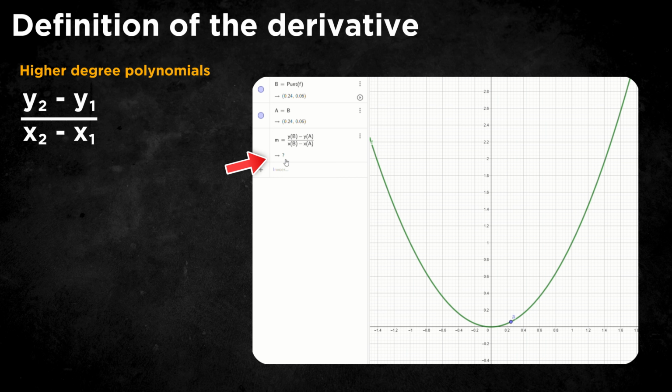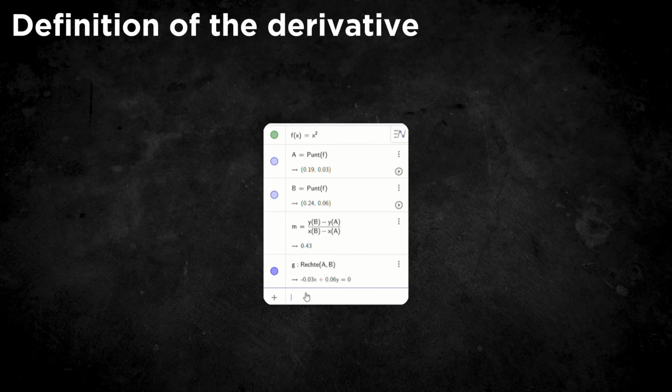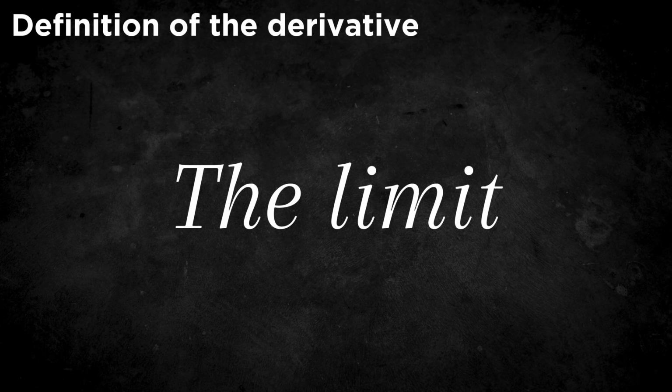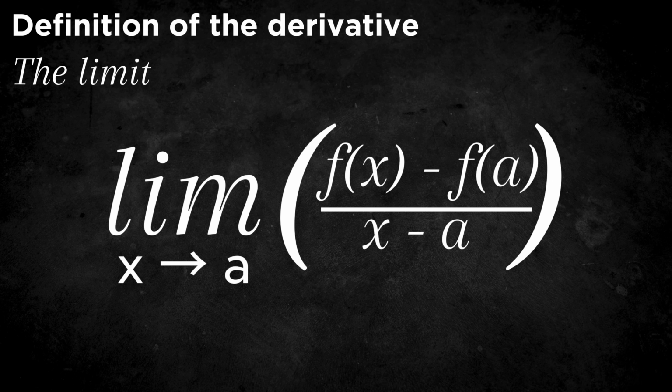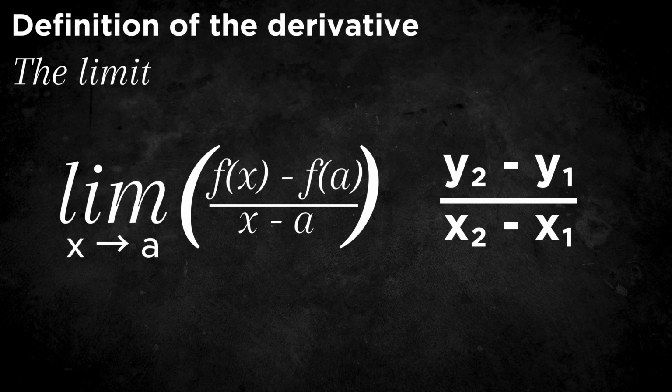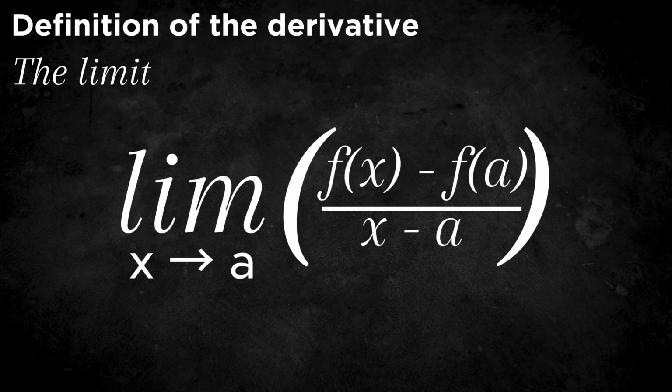So mathematicians found a solution. Let's not look at the exact value of the slope, because then we get an error, but let's look at something really close. Let's look at the limit. More exactly, the limit when x approaches a of f of x minus f of a over x minus a. You can see this looks a lot like the first method, y2 minus y1 over x2 minus x1. A can be any number as long as it's part of the domain of the function.